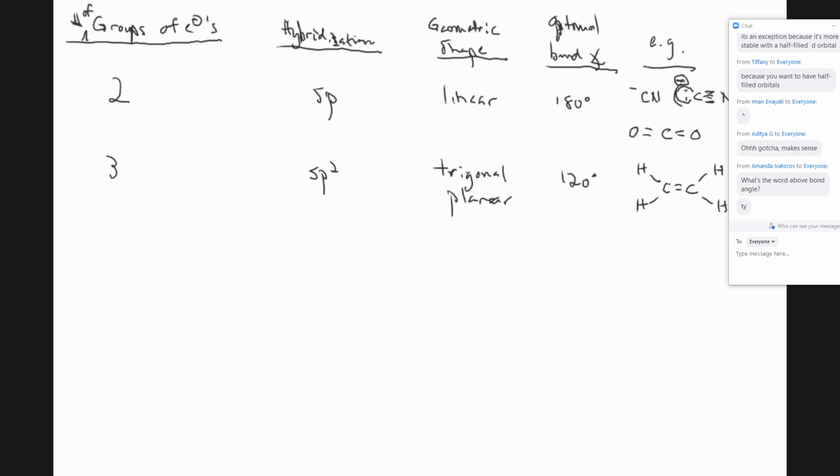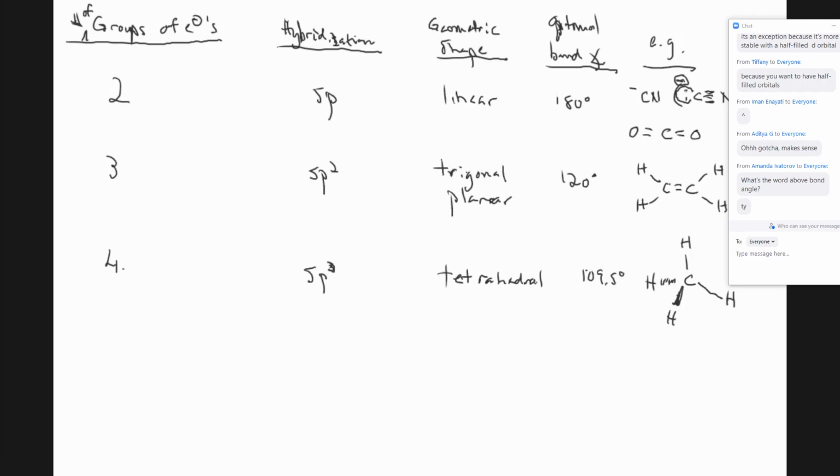Or if it's 4, then it's going to be sp3. And this is going to be your tetrahedral shape, which is 109.5 as your optimal bond angle. An example of this would be methane gas. Right? And you can continue going.